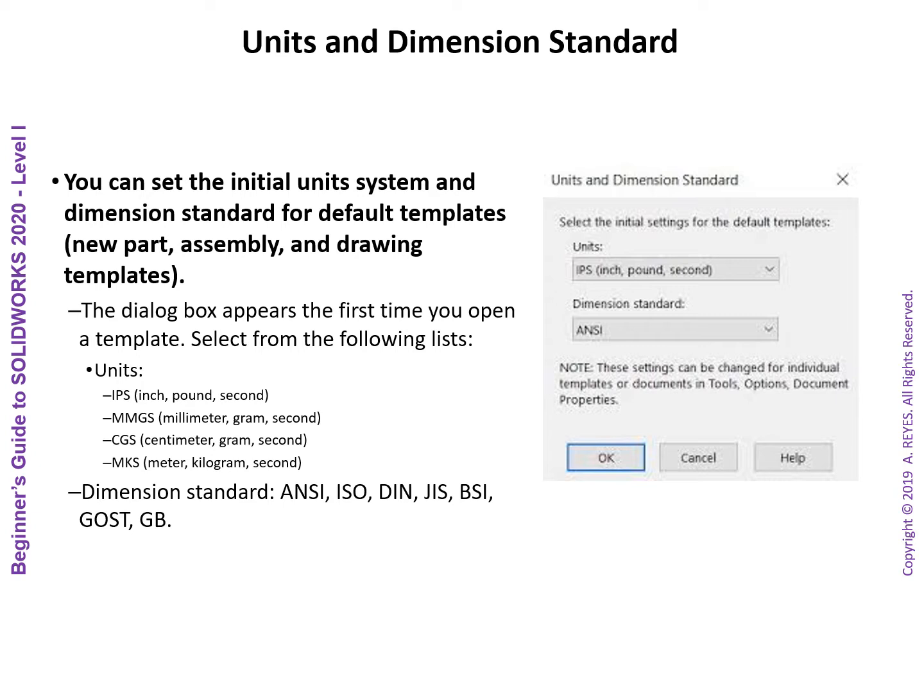The dialog box appears the first time you open a template, and you can select from all these, so IPS, MMGS, CGS, and then MKS. Most of the mechanical parts that we're going to do are either going to be IPS or MMGS, so either in inches or in millimeters. And then the dimensions we'll either use ANSI or ISO, and most of the time it's going to be in the ANSI standards.